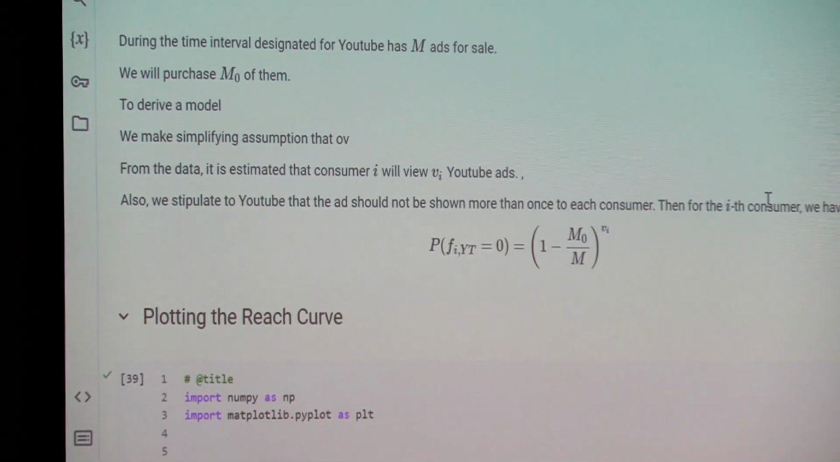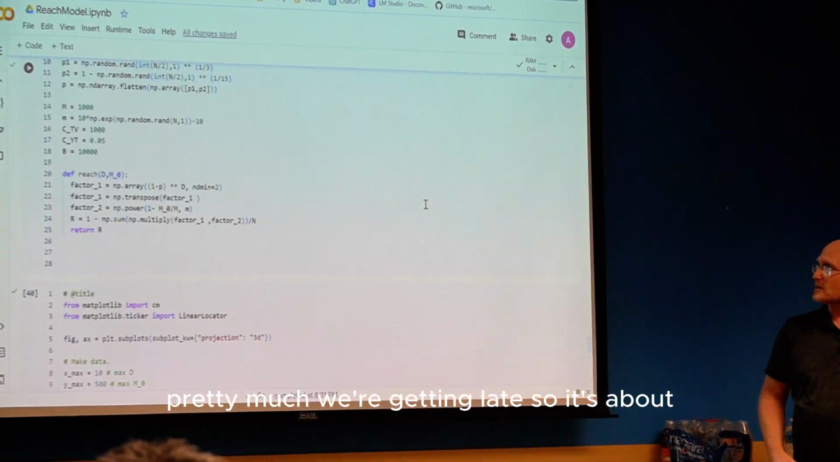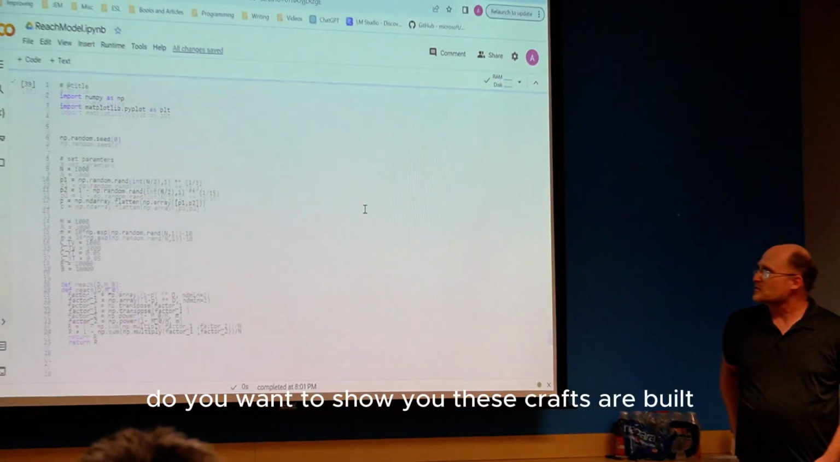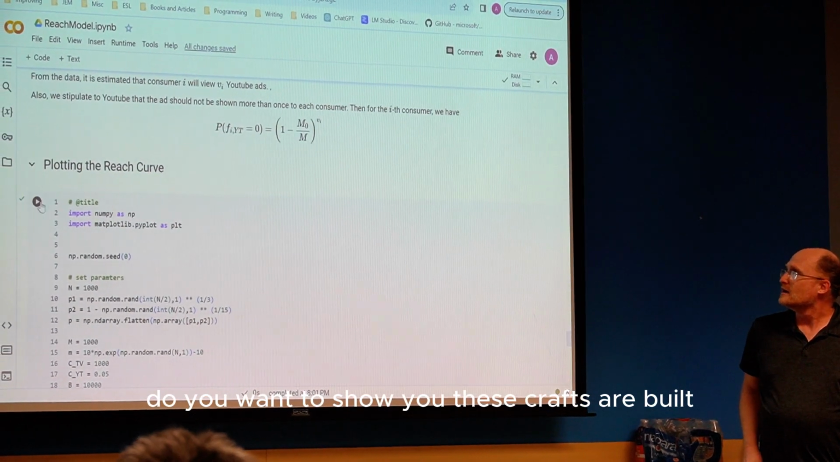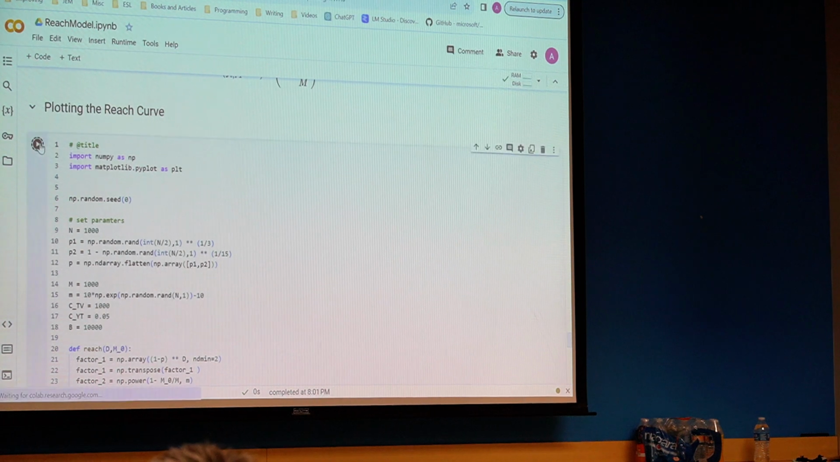We're getting late. So that's about the extent of it. Do you want to show any of these graphs or no? You can run that, yeah.